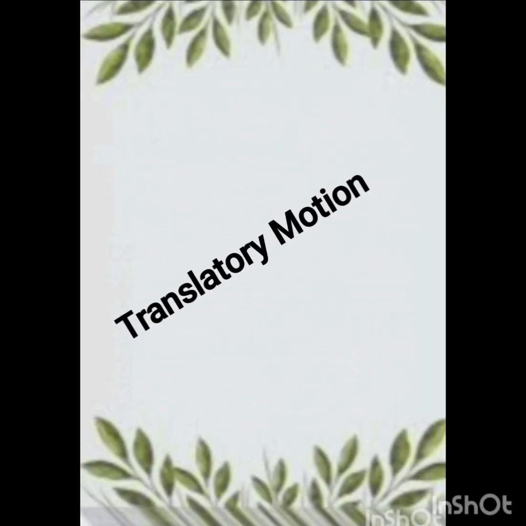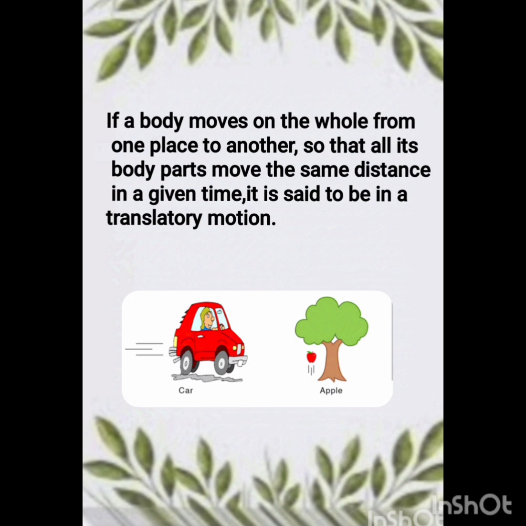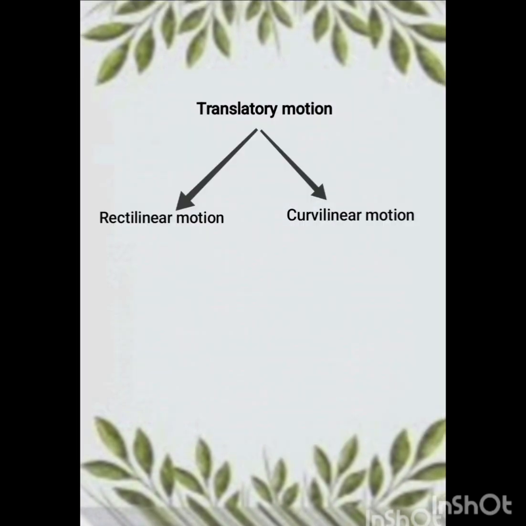To understand this, let us learn different types of motion. First is translatory motion. Children, if a body moves on the whole from one place to another, so that all its body parts move the same distance in a given time, it is said to be in translatory motion. Translatory motion is of two types: rectilinear motion and curvilinear motion.